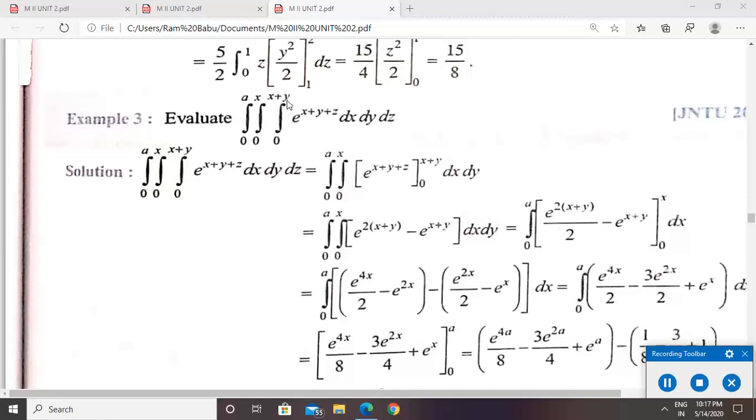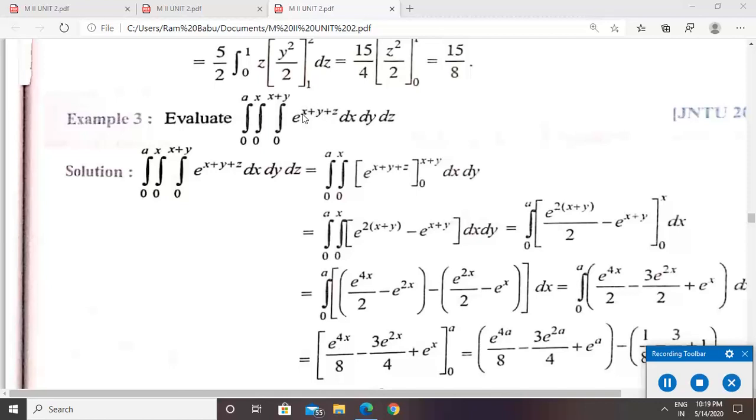Therefore, we have to consider z is equal to 0 to z is equal to x plus y. Limits are z is equal to 0 and z is equal to x plus y. And we will integrate the function e power of x plus y plus z with respect to z. Since we are integrating with respect to z, x and y are constants.